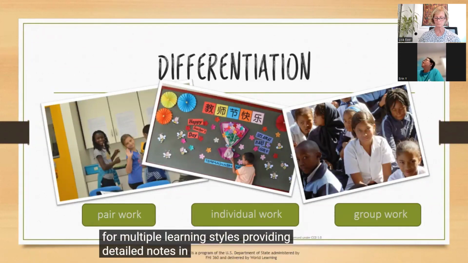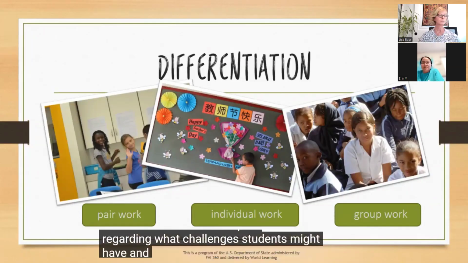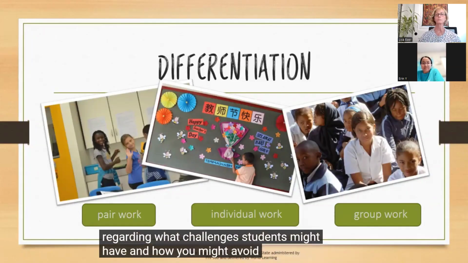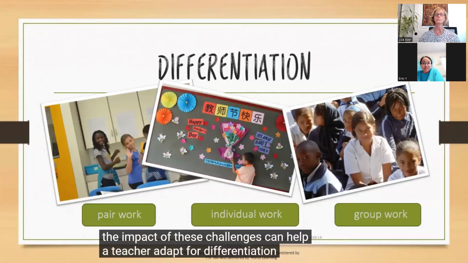Providing detailed notes in a lesson plan regarding what challenges students might have and how you might avoid or lessen the impact of these challenges can help a teacher adapt for differentiation.